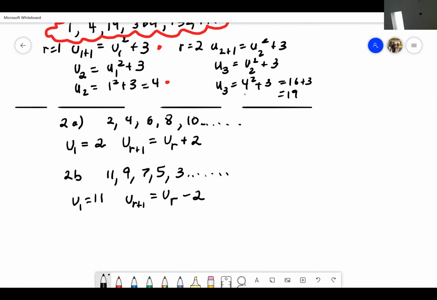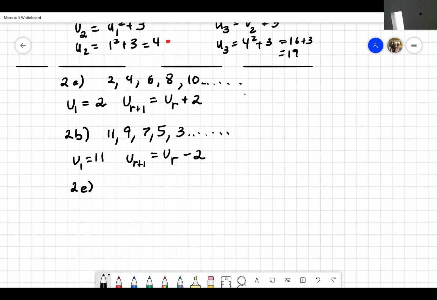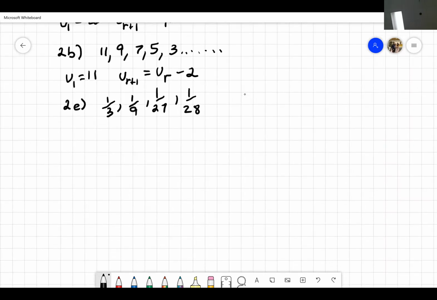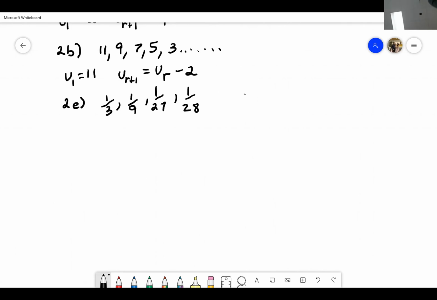Okay, let's see if there's a more interesting one. What if I give you the following? 1/3, 1/9, 1/27, 1/28. Definitely looks like we're multiplying the denominator by 3. Oh wait, I must have written the last one wrong. You see, because the pattern broke down there. 81, sorry. I don't know how I end up writing 28 instead of 81.